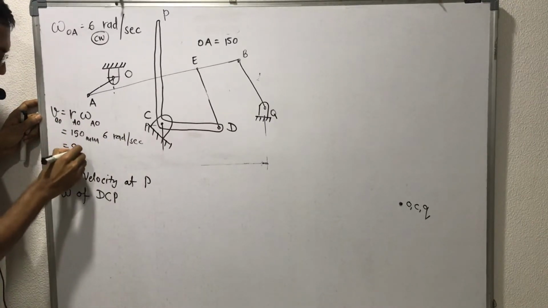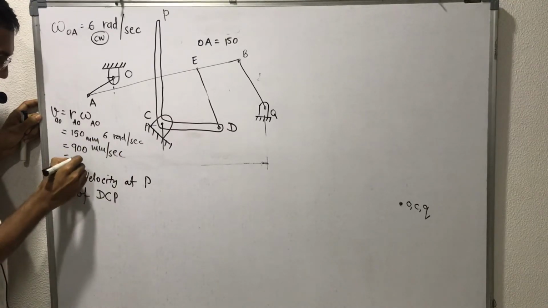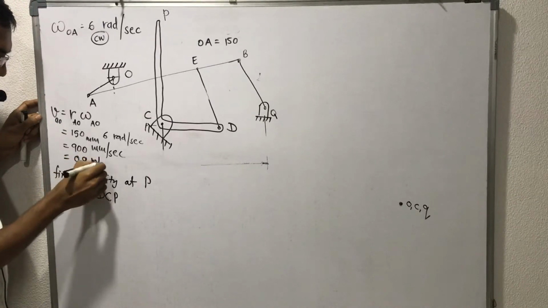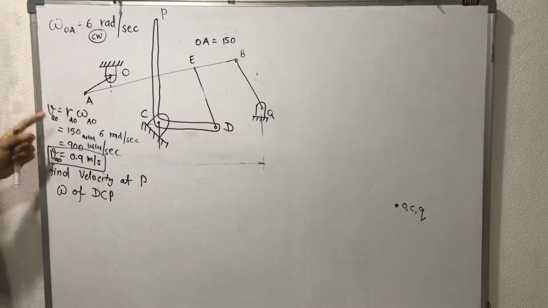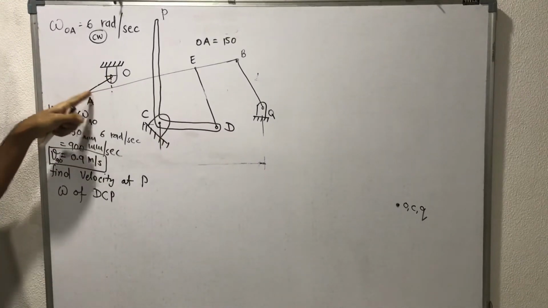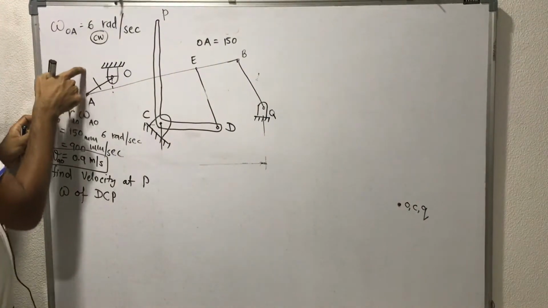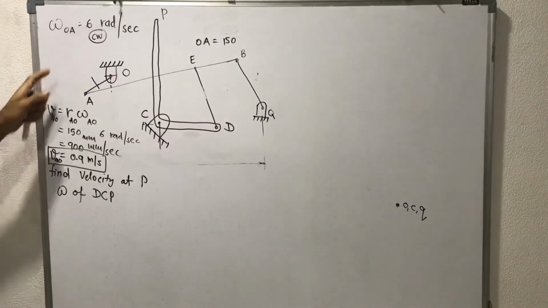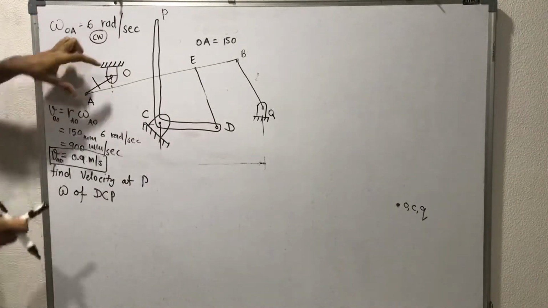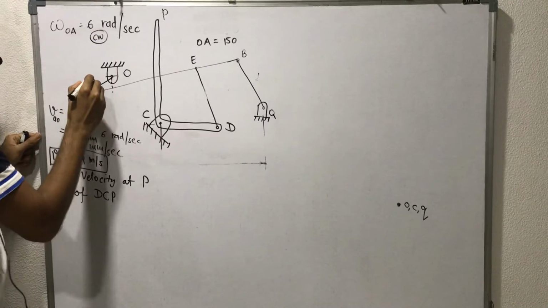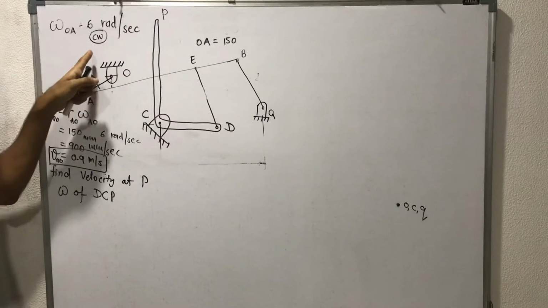Ultimately our answer is 900 mm per second. Generally we write the answer in meter per second, so that is 0.9 meter per second. That is velocity of AO. Now velocity of any link will be perpendicular to that link. So perpendicular is possible in two ways, either upside or downside. Here angular velocity is given clockwise, so movement will be in clockwise direction. So velocity direction should be upward, so that OA link will rotate in clockwise direction.